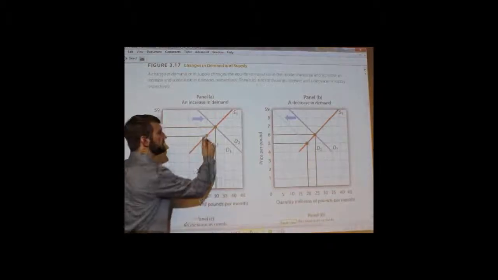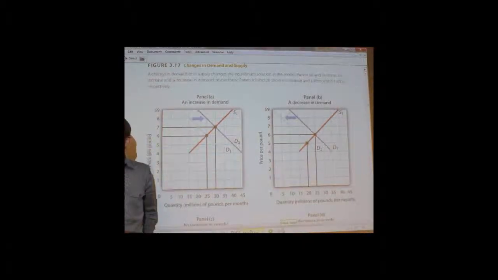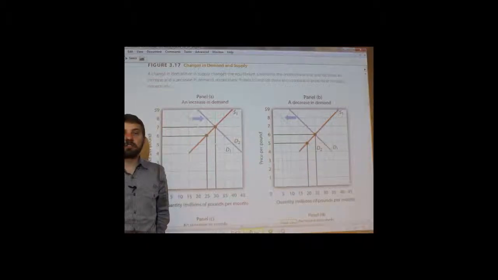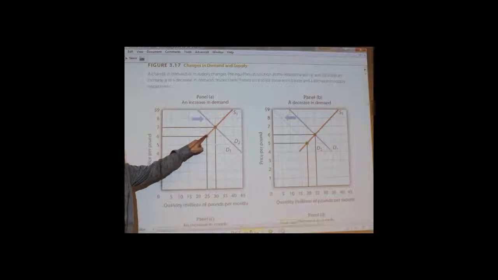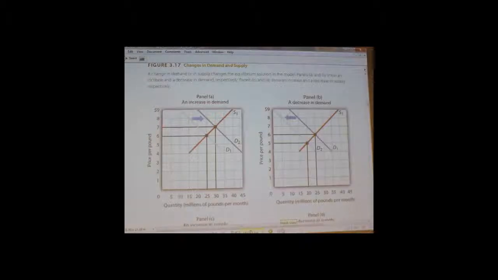But then something happened to demand. Preferences changed. More people wanted to buy coffee, maybe. And there's a new demand curve, D2. Now, if the price remained $6, and then demand shifted, what would happen? Let's consider that. So the price remains $6, but demand shifts from D1 to D2.